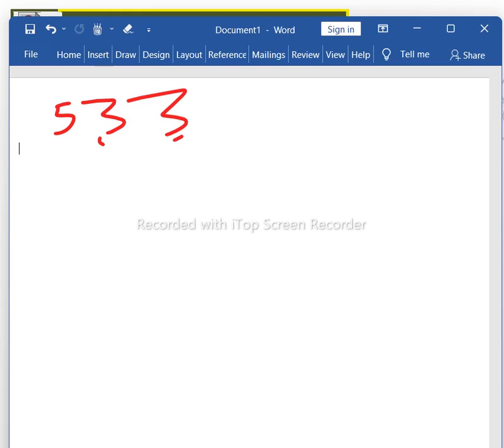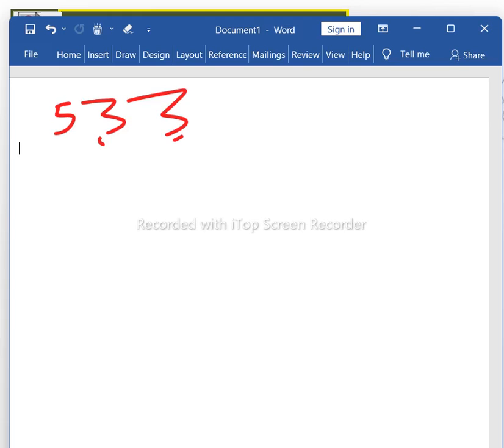Again, by 5 it is not divisible because the last digit of this number is 3, not 5 or 0. A number is divisible by 5 if the last digit of that number is 0 or 5, so it is not divisible by 5. By 6 it is not divisible because this number is not divisible by both 2 and 3. Again, it is not divisible by 8 because the last 3 digits of this number are not divisible by 8.